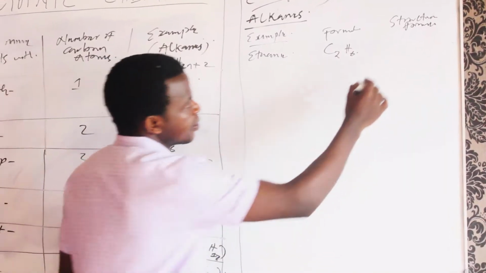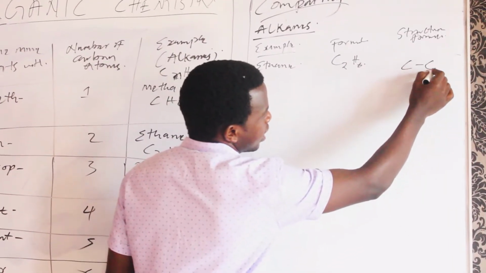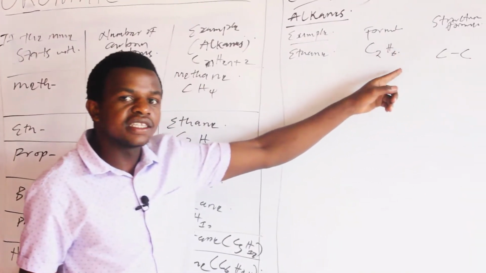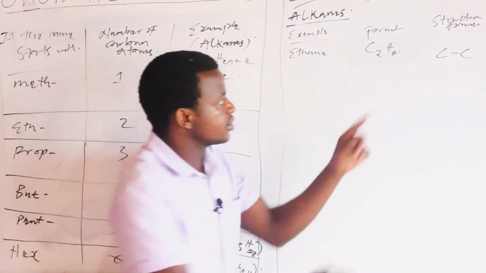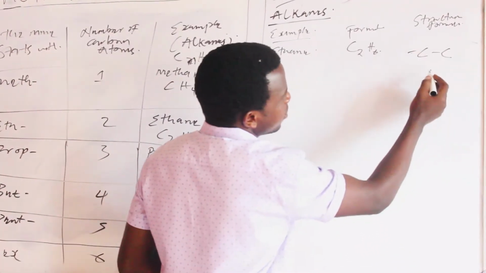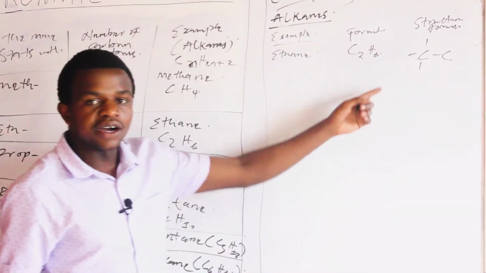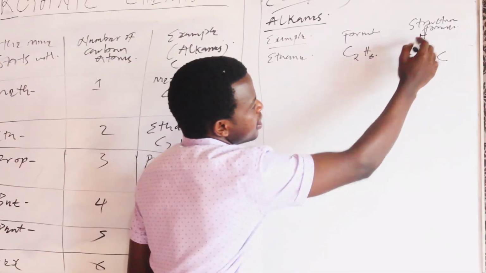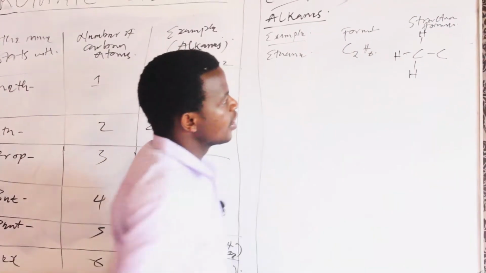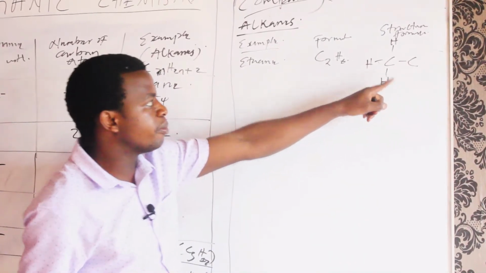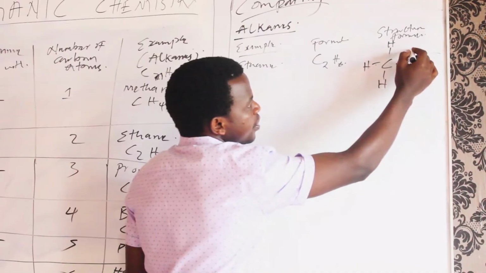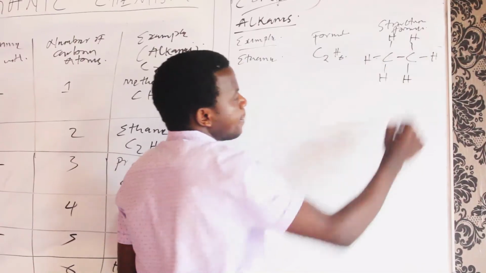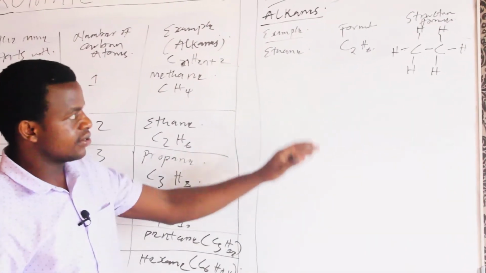C and a C, but you must note that each C here must be connected to 4 bonds. So I'm going to have another bond, another bond, another bond. So if I count how many bonds I have, 1, 2, 3, 4. So I can put my hydrogen atoms. Also, these carbon atoms must have 4 bonds. So I have 1, 2, 3, 4, and I'm going to put my hydrogen atoms there. So that's the structural formula.